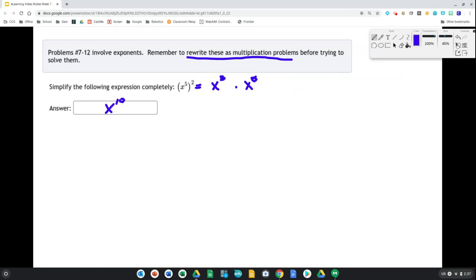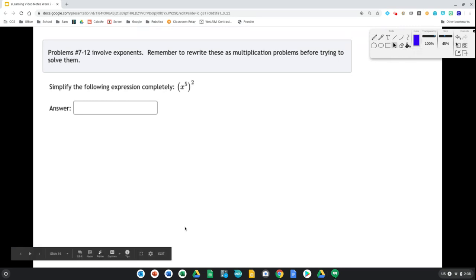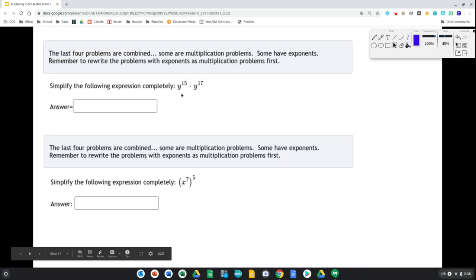All right, so the first part of your assignment is all different monomials. The second part of your assignment is all the same monomial multiplied multiple times. But when you get to the end, they're mixed together. So you may have one problem that looks like this, where it's y to the 15th times y to the 17th, 2 different monomials you're multiplying. Whereas the next problem might be x to the 7th with a 5 outside of it, which means you're taking this one monomial and multiplying it over and over 5 times. So make sure you understand the difference there.